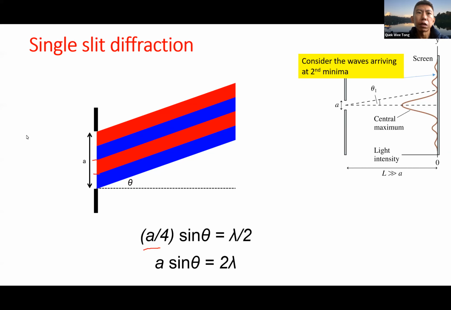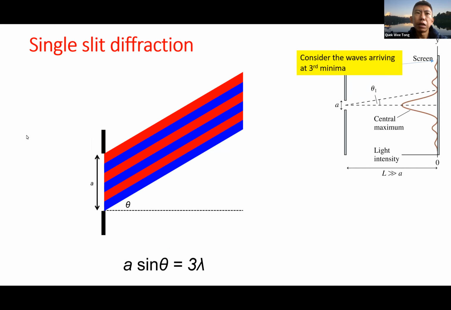See, now what is this size here? This amount here will be a upon 4. Just now it was a upon 2, now it's a upon 4. You write that into the formula. Now you turn out to have a new equation: a sine theta on the left-hand side the same, and on the right-hand side you have a 2, because now we are making the slit half the size. So this is telling us the condition for the second minima.